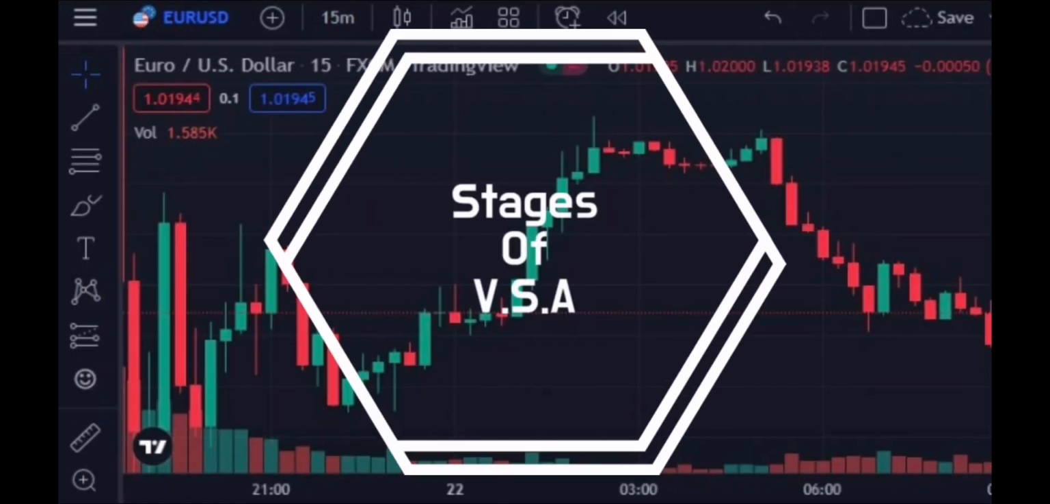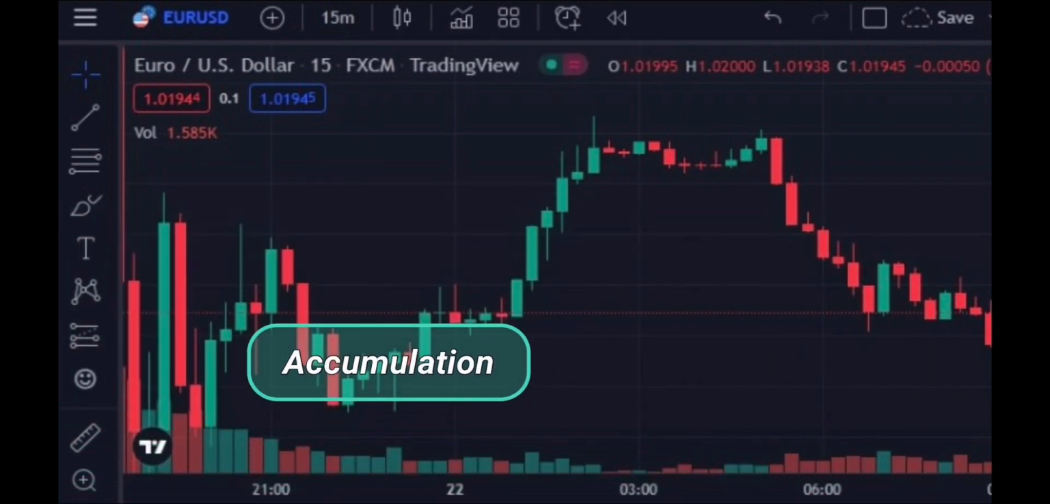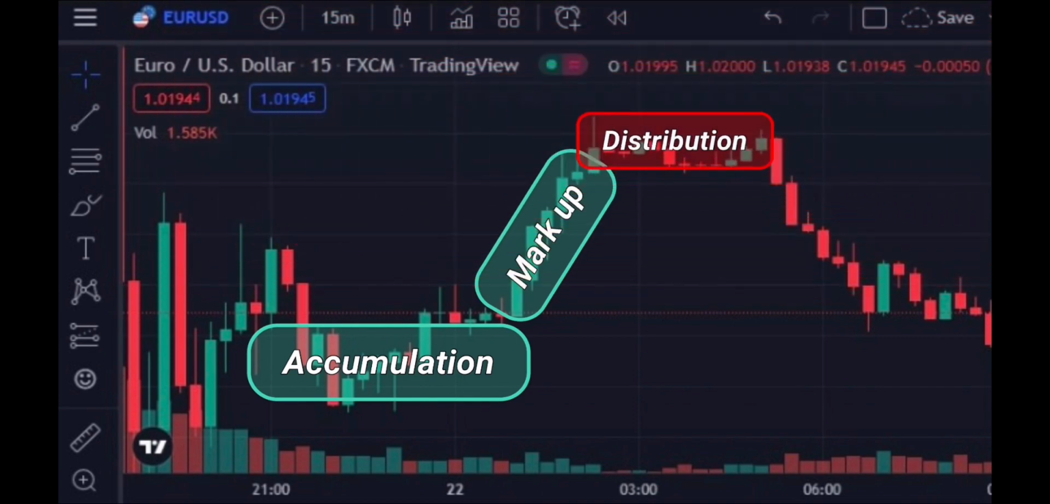There are 4 stages of volume spread analysis, based on Wyckoff theory. Accumulation. This occurs when supply and demand are in balance with each other after a markdown move. Markup. This occurs when demand becomes more than supply, causing an upward bullish rally after the accumulation process. Distribution. This occurs when supply and demand are in balance after an exhausted markup move. Markdown. This occurs when supply becomes more than demand, causing a downward drop after the distribution phase.